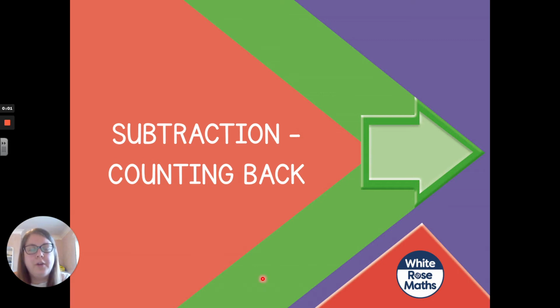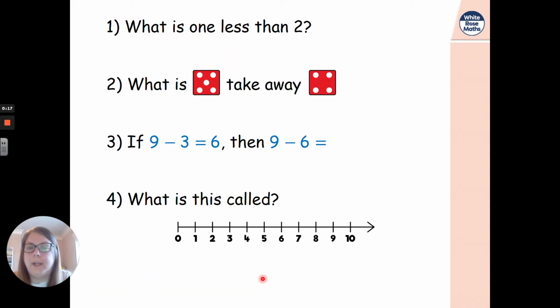Hi everyone, I hope you've had a lovely weekend and you're ready to start our week again thinking about subtraction. So we did lots of work around subtraction last week, and this is another method that we can use using our number line. But first we're just going to have a quick recap of things that we've been learning.